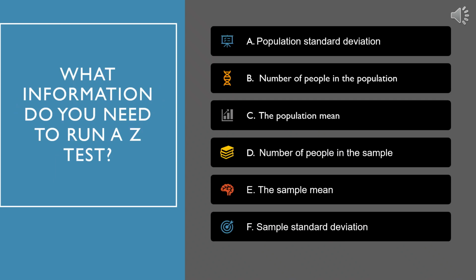Here's another one. What information do you need to run a z-test? So you're going to need a few of these things. You are definitely going to need to know the population standard deviation. You don't need to know the number of people in the population. You do need the population mean. You do need the number of people in the sample. You do need the sample mean. You do not need the sample standard deviation.